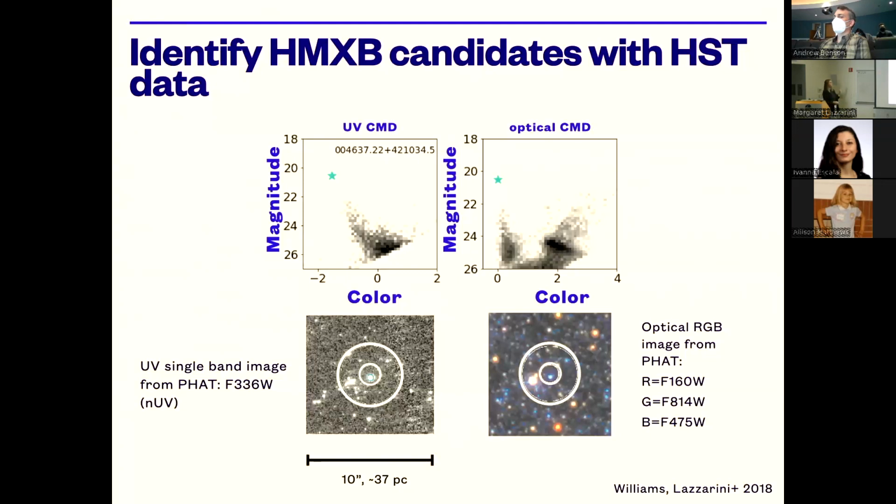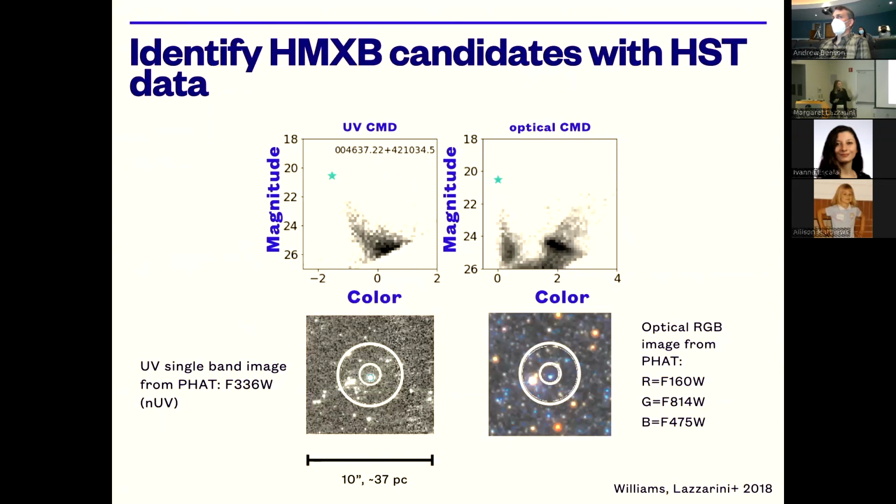We do this process. In M31, our full sample of HMXB candidates was about 55, but our highest quality sample, once we go through some quality cuts, is roughly 20 in that area. And then M33 has roughly a similar number of highest quality HMXB candidates.